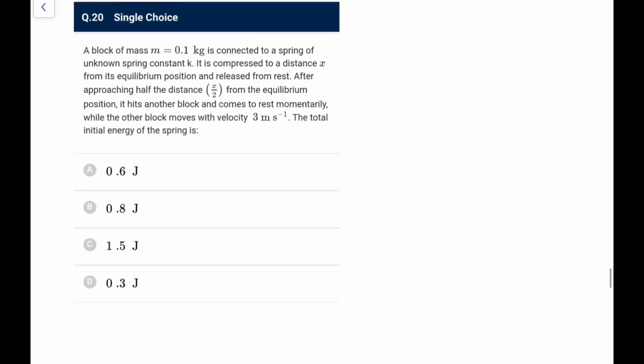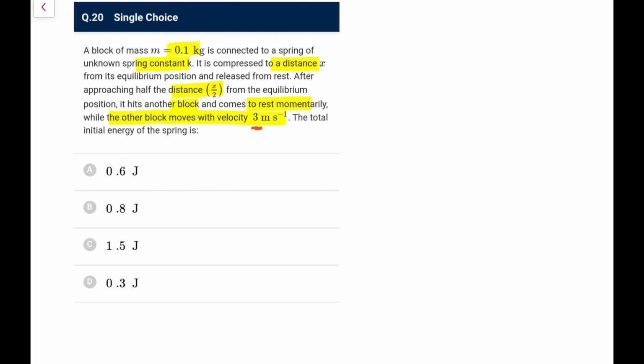Next, a block of 0.1 kg is connected to a spring of unknown constant K, compressed to a distance x from equilibrium and released from rest. After traveling half the distance, it hits another block and comes to rest momentarily, while the other block goes with speed 3. The total initial energy is? It hits another block and comes to rest momentarily. That means we can assume it should be an identical block, I suppose. That is what it wants to say in this particular case. Then only the velocities can be exchanged.